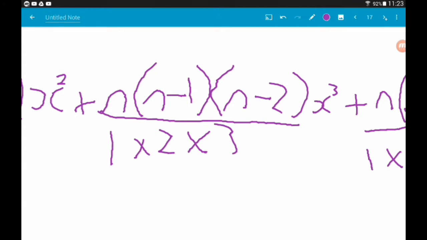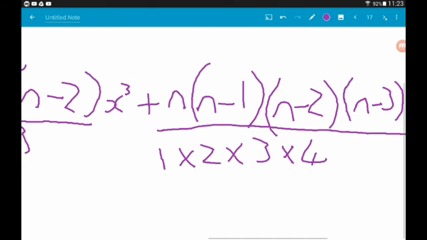Now there might be something else we can start to notice here. Up on top, our factors are counting down from n. So we've got n times 1 less than n times 2 less than n, and on the bottom our factors are counting up from 1. So we've got 1 times 1 more than 1 times 2 more than 1. Okay, so that's another thing that's going to come in really handy for us.